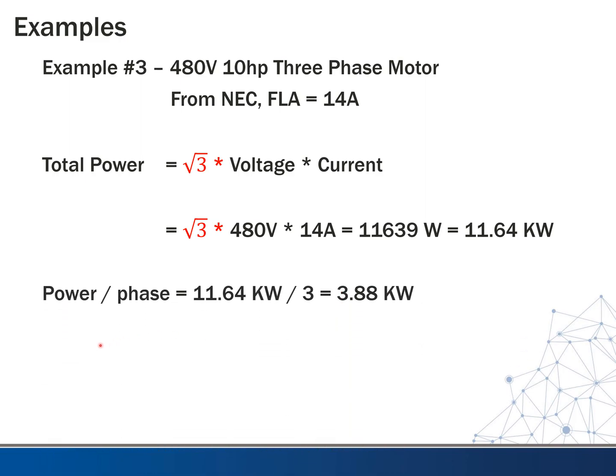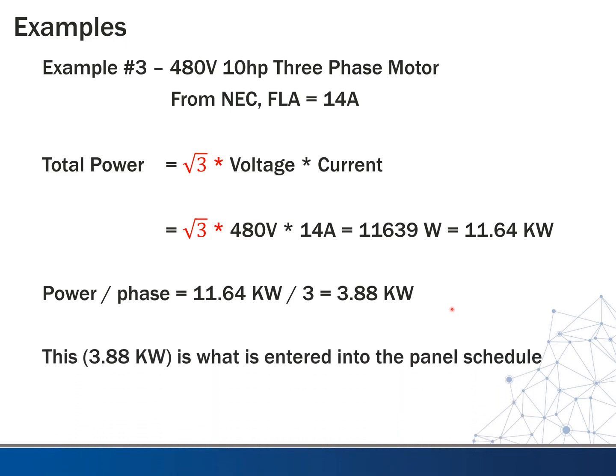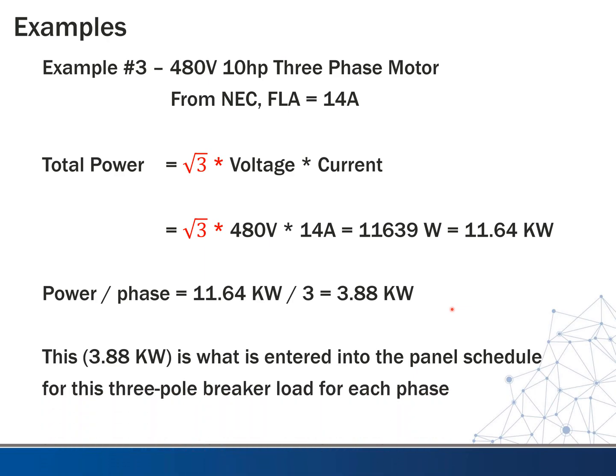So again, we have to think of this in terms of the total power divided by how many phase conductors we are sending to this load. So we'll take our 11.64 and divide it by 3. So that's going to be 3.88 kW. So this 3.88 kW is what is entered into our panel schedule for the 3-pole breaker load for each phase. Remember, this should take up 3 slots on our panel. So now we've looked at examples of single phase and 3-phase loads and how we calculate them and enter them into load calculations.